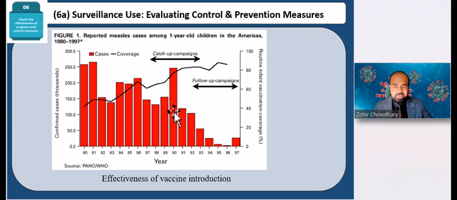But then it started rising again in regions where vaccination coverage was poor. The catch-up campaigns during the late 80s and early 90s were critical in reducing the cases again. And finally, the follow-up campaigns assisted in increasing coverage to above 80% of vaccination throughout the nation, and the cases came down very fast following that.